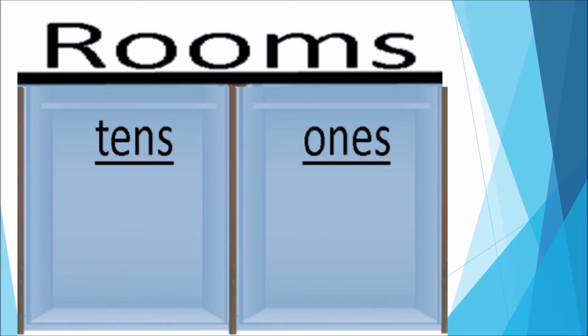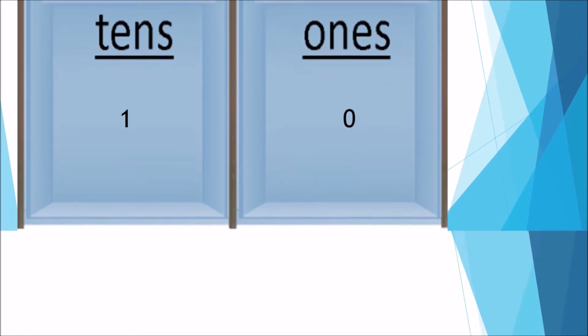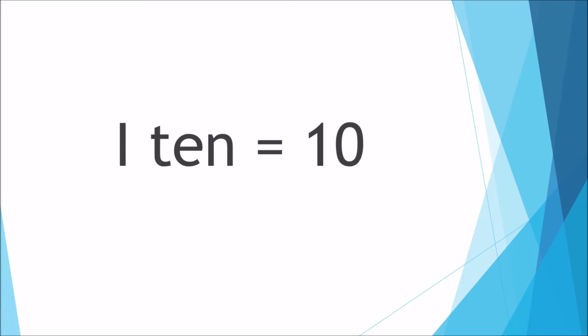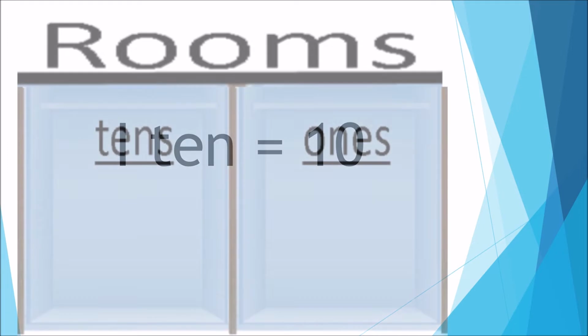So that number, remember, you have to put one digit in each room. So we have 1 in the tens and 0 in the ones room. And that gives us the number 10. 1 ten equals 10. Yes, 1 ten gives us 10.